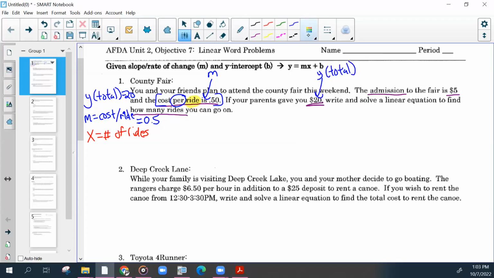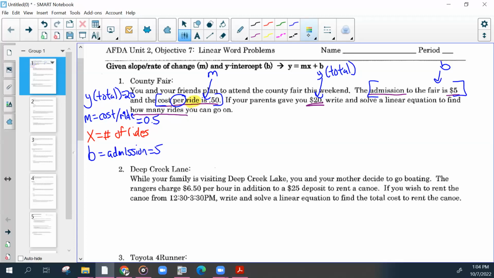Your b, in terms of real world linear word problems, is usually going to be like a one-time thing, a deposit, a fee, a charge no matter what, the admission, something like that, a one-time thing. So the admission to the fair, that would be your b, or the price of admission, however you want to write that. But we know that is $5. So then we can start to put together all of our pieces and parts.